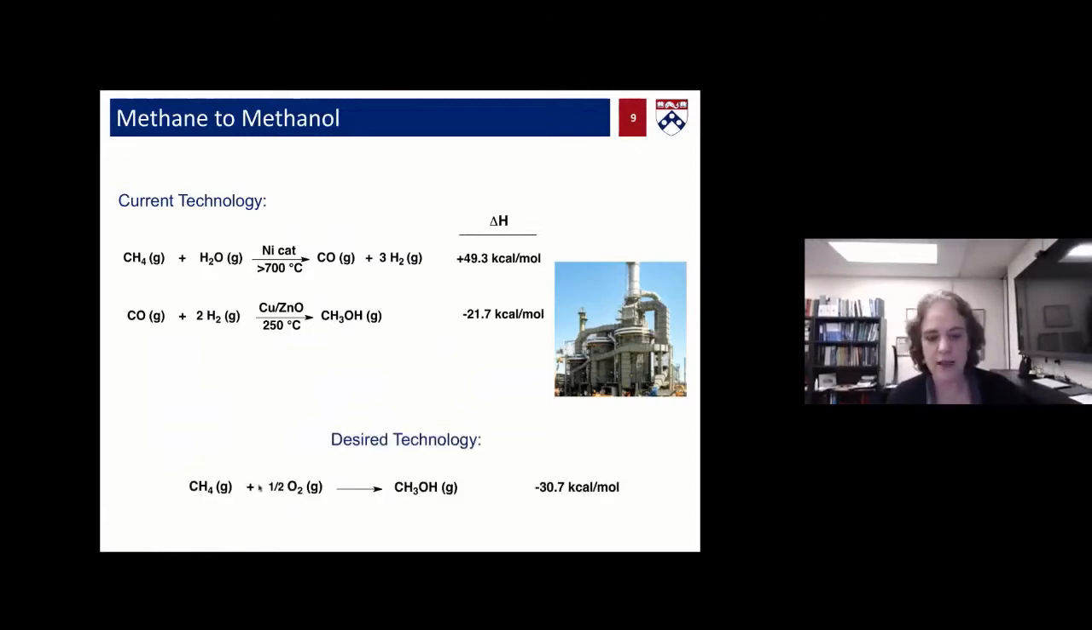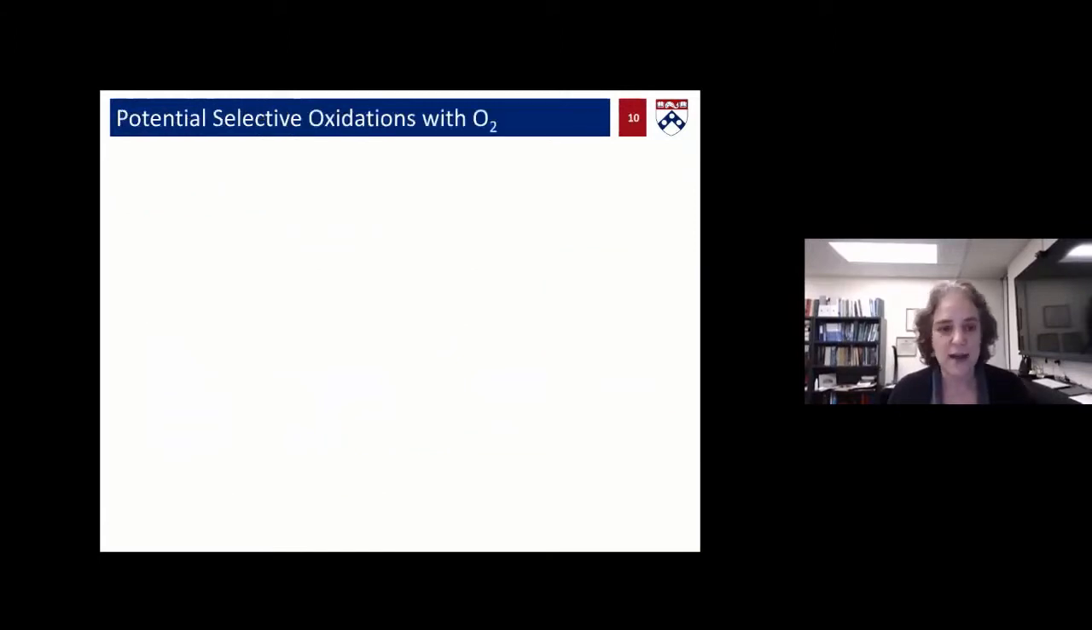Instead, what you'd like to be able to do is simply break that one CH bond, insert oxygen, and get to methanol. This would now be an atom-efficient reaction, downhill by 30 kcals. You'd be in a very good position. And there's evidence that you might be able to do this on a commercial scale with transition metal catalysts. And so that has to do with CH activation.